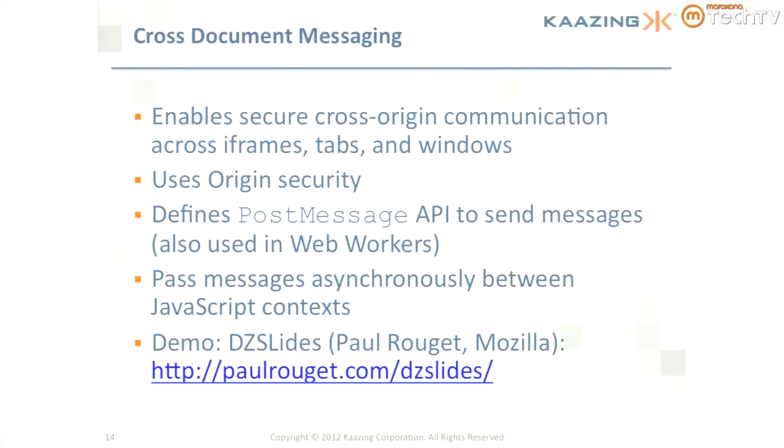Cross-document messaging, also known as the PostMessage API, allows you to pass messages back and forth, not just between the same origin, but even cross-origin. And we'll show you a little bit how that works. So first, a bit of a demo.